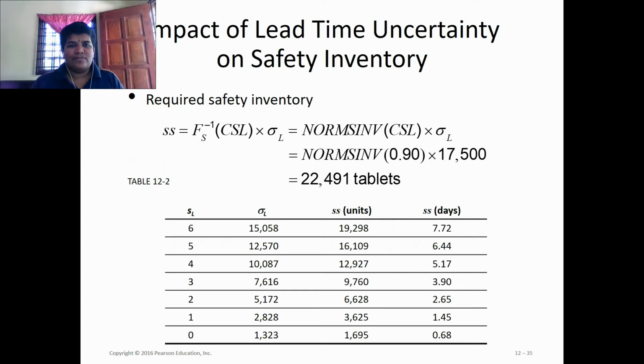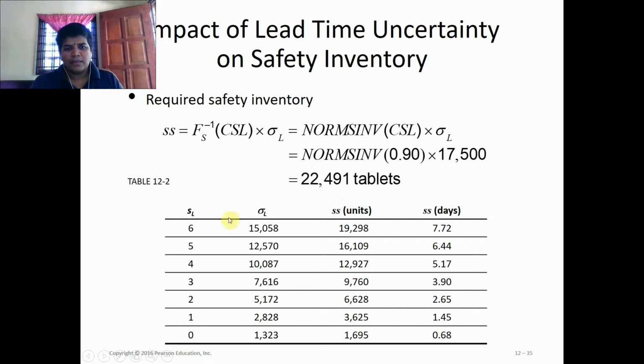So, required safety inventory. These are the formulas. You just plug in all the needed numbers: 0.9 times 17,500, and you will get 22,491 tablets.